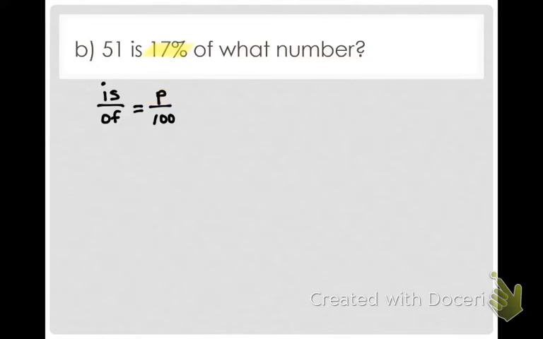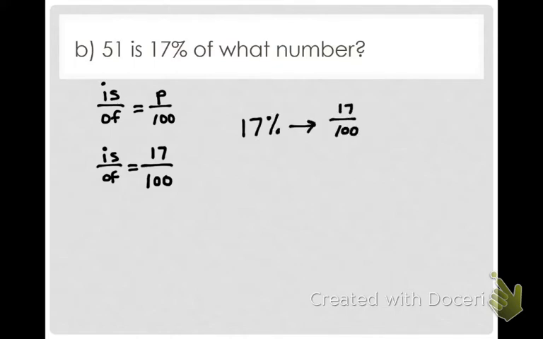All right. So now I know that I don't know my is over of yet, but I do know that my percent is going to be 17 over 100. Remember from yesterday's lesson or from last week, 17% is the same thing as 17 over 100. So this makes sense that 17% is the same thing right there as 17 over 100.